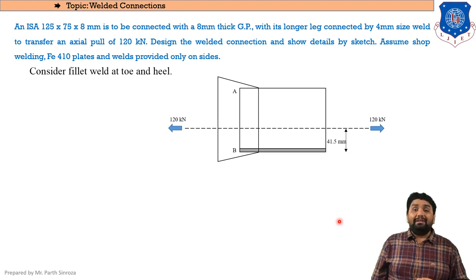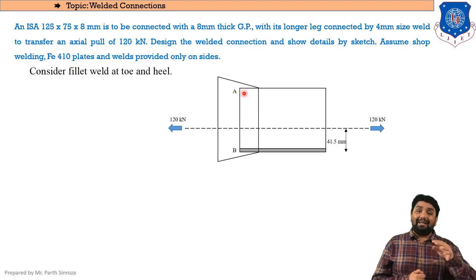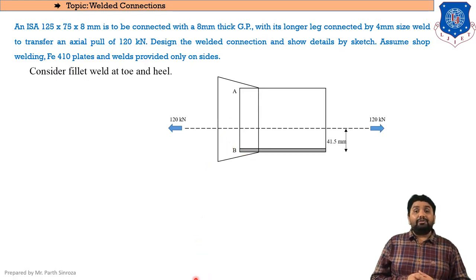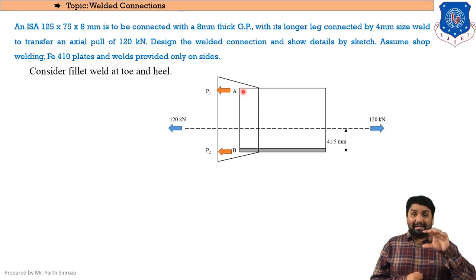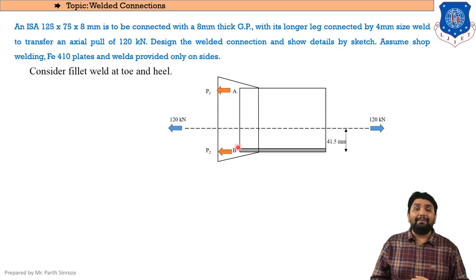For that we will be taking two reference points. Let us take reference point A at the top end of the plate and reference point B at the bottom end of the plate. Now what to do? Now we need to assume forces. Let us take force P1 to be applied at point A and P2 at point B. So we need to find these two forces, P1 and P2.